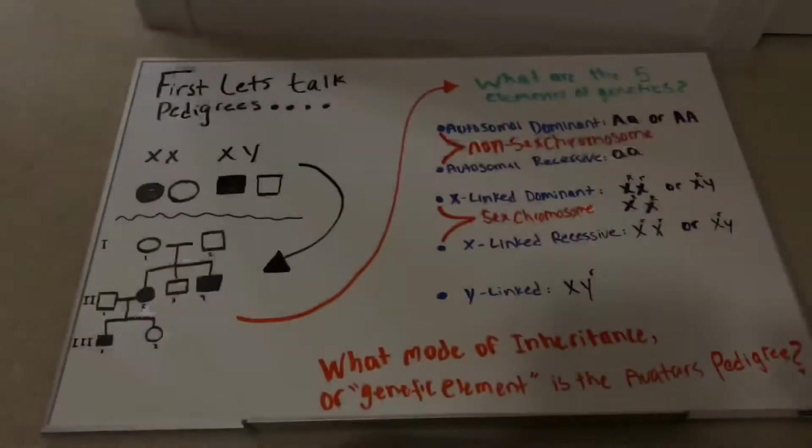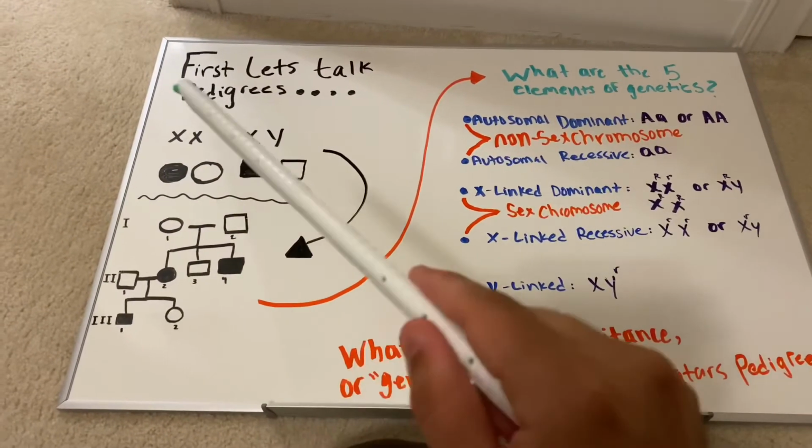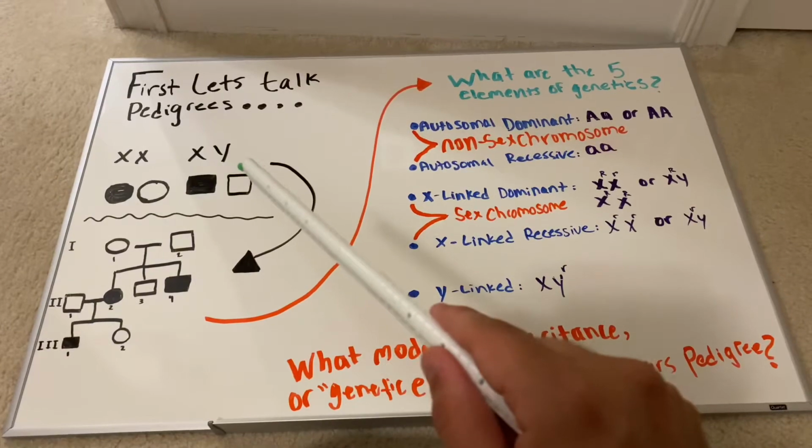Namaste. Alright, let's talk pedigrees. We have to get a foundation first. XX is female, XY is male.